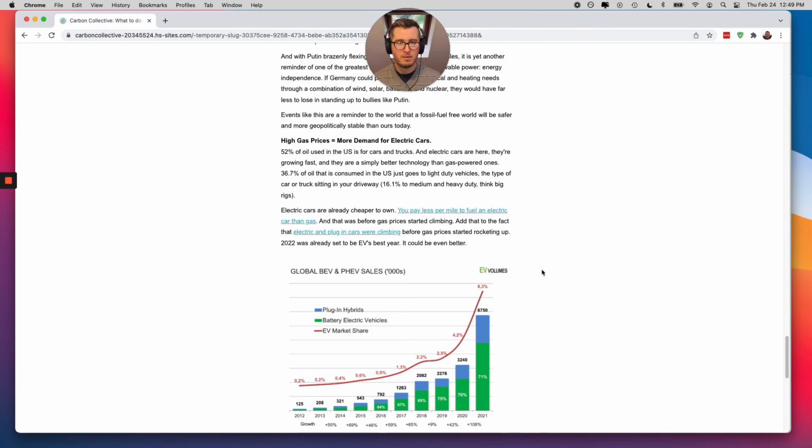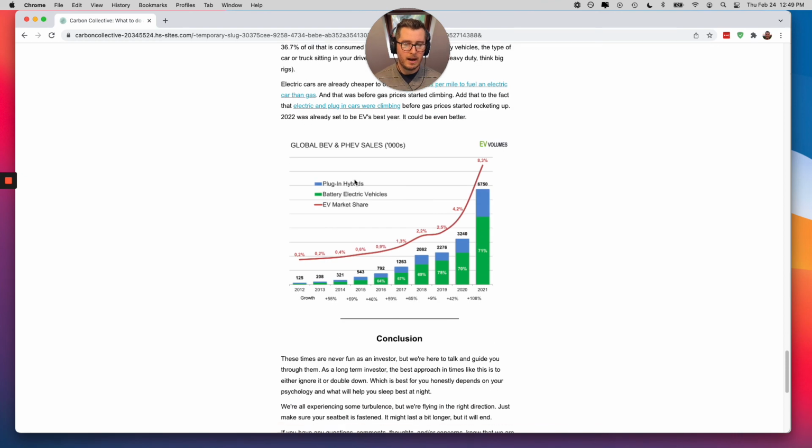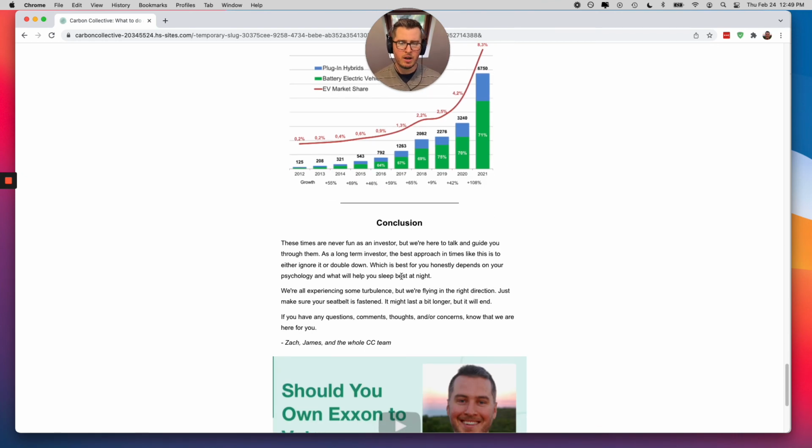So this is part of the reason why we at Carbon Collective say it probably makes sense to be invested in this and not be a long-term investor in oil because it's getting disrupted away. So with that, the conclusion here is stay, hold the course. We're experiencing turbulence. This happens. If you do want to make a change, wait. And if you have the cash and want to do it now, it's a great time to buy the dip.